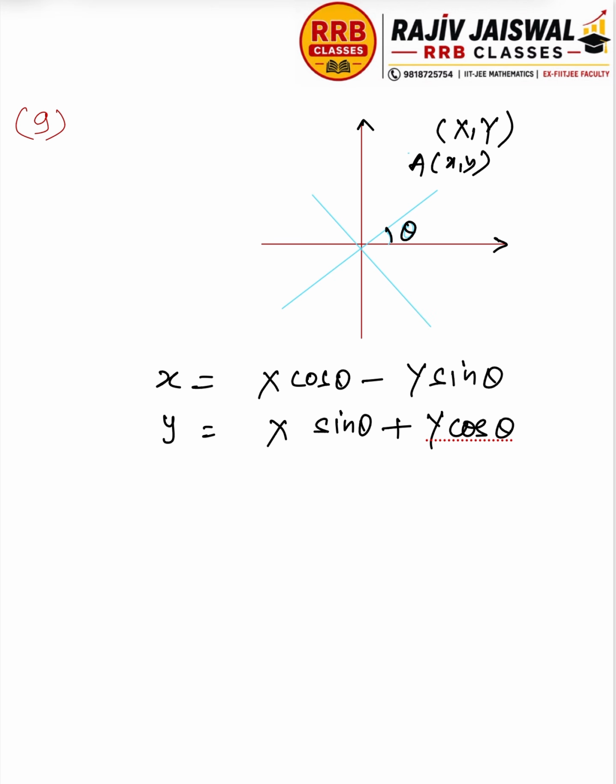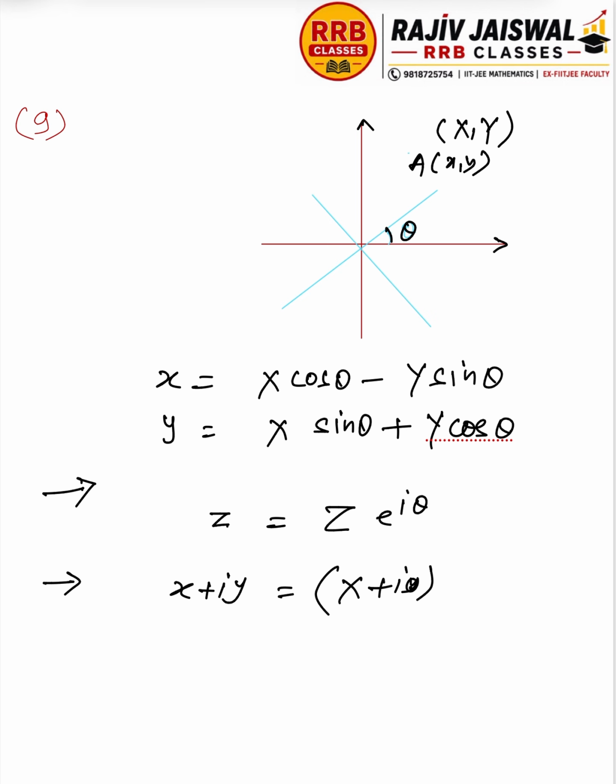Otherwise you can use complex numbers also. If you want the old system in terms of the new system, then you can write small z is equal to capital Z e to the power i theta. What is small z? It is small x plus iy, and capital Z is capital X plus iY, and e to the power i theta is nothing but cos theta plus i sin theta. Now if you equate the real and imaginary parts of these two complex numbers, you will get the same result.